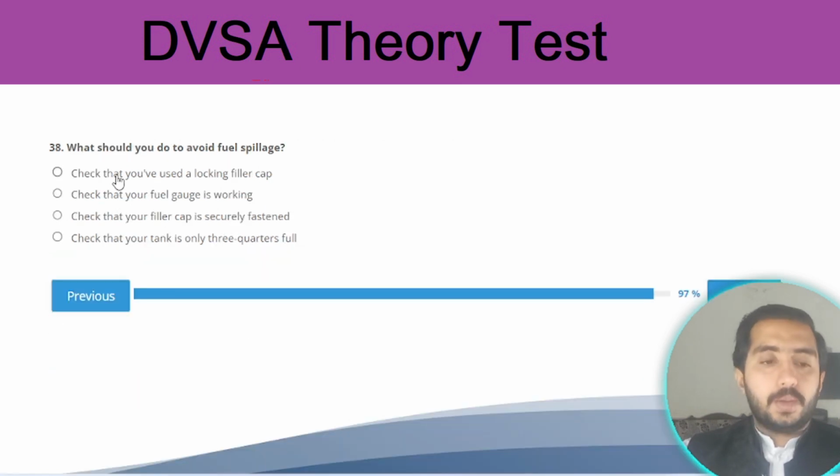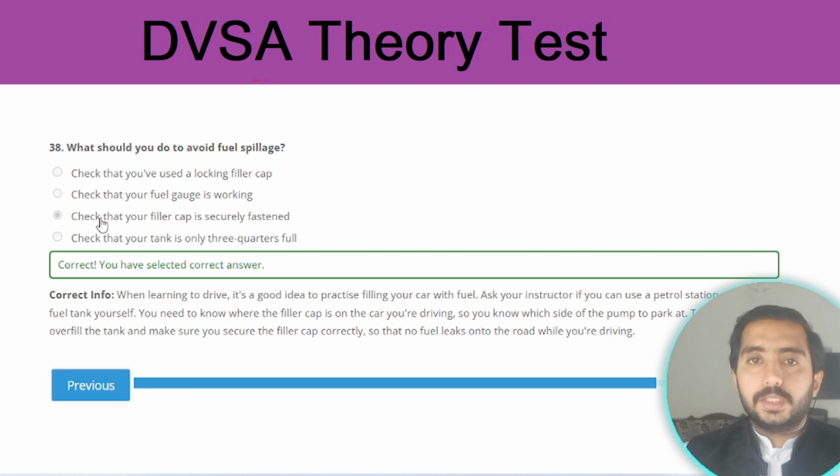Next question, question number 38. What should you do about fuel spillage? The correct option is C, which is check that your filler cap is securely fastened. Option C is the correct one.